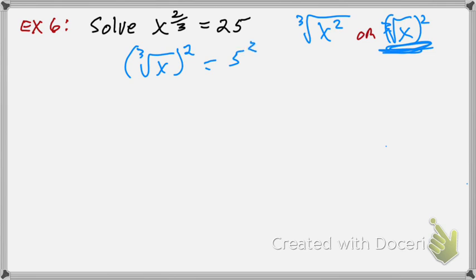Now what can I do? Remember that square root property from way back when? It said if you got something like this, you can just take the square root of both sides. So if I take the square root of both sides, I've got the cube root of x equals plus or minus 5, don't I? Okay, now what?